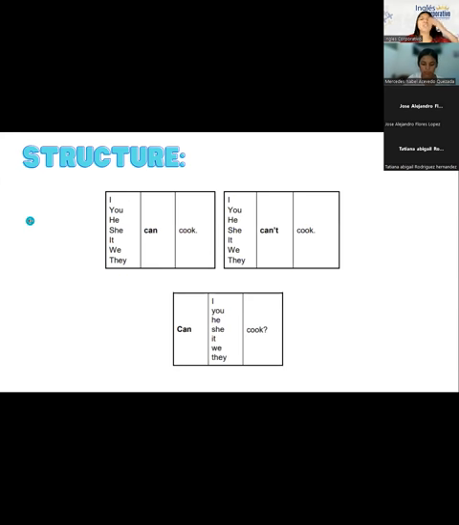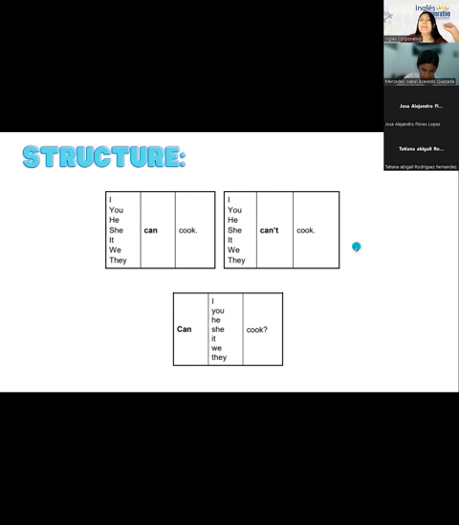Okay. Now, teacher, can we use can for all of the pronouns? Or do we have to add an s? Okay, in this case, it is very easy. Why? Because we use I, you, he, she, it, we, and they, and we use can for all the subjects. It doesn't change. I can cook, you can cook, he can cook. She can cook, it can cook, we can cook, and they can cook.